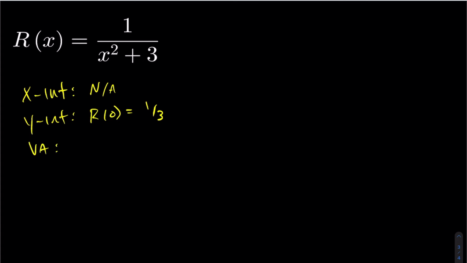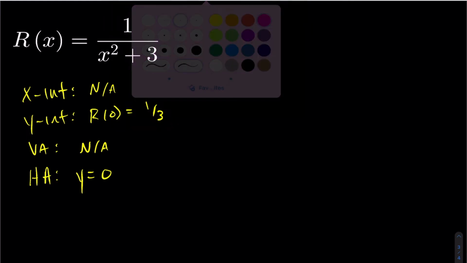Vertical asymptotes exist when the bottom is 0. The bottom is never 0 here. X squared plus 3 will never be 0 for any real number that you square and add 3 to, so we have no vertical asymptotes. However, the degree of the bottom is larger than the degree of the top, so we will have a horizontal asymptote at 0.